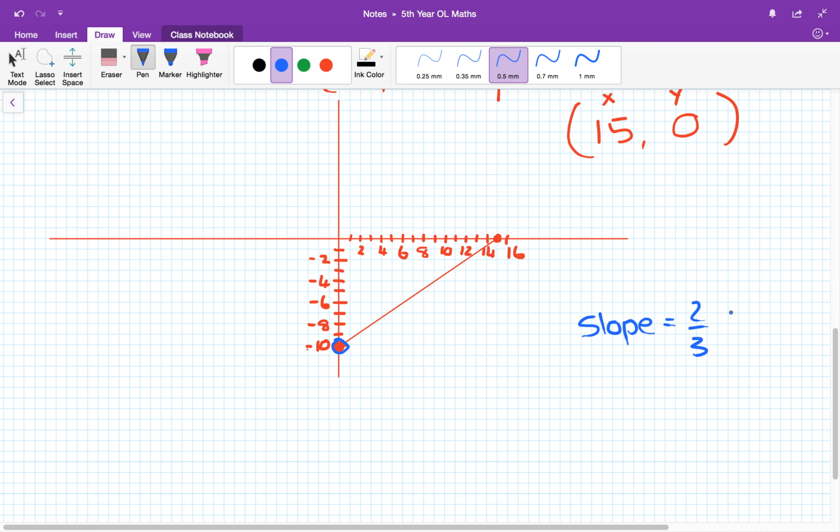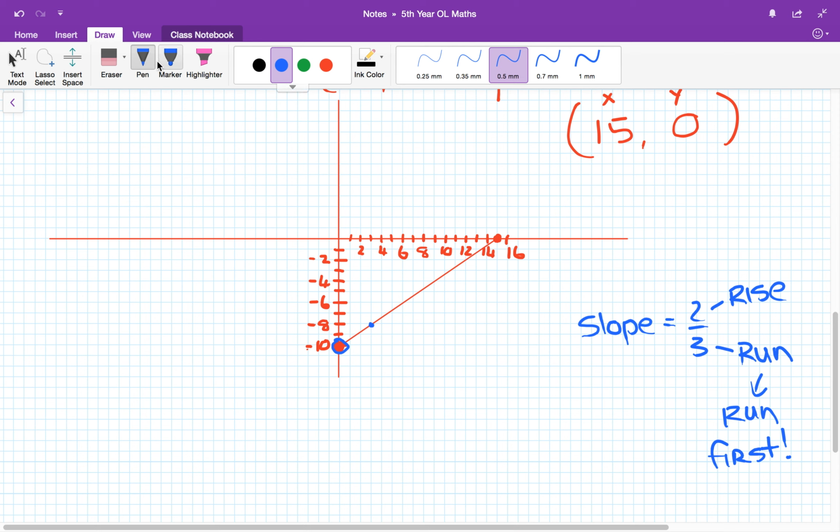Now, we know slope is also rise over run, which means the 2 is the rise and the 3 is the run. And you always run first. Okay, so we start at minus 10 and we're going to run 3. So that's 1, 2, 3. And then we're going to rise 2, which is 1, 2. So I end up here.